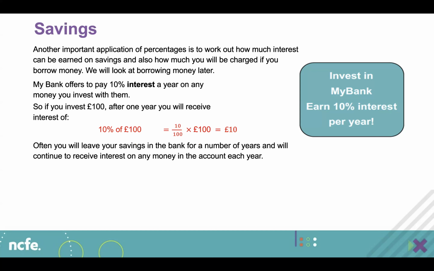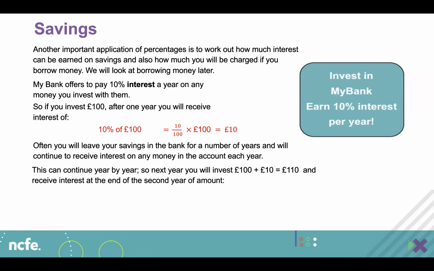Often you leave your savings in the bank for a number of years and will continue to receive interest on any money in the account each year. This can continue year by year. So next year you will invest 100 plus 10, so £110, and receive at the end of the second year an amount of £11 because it's 10% interest. Now you have £121 to invest in the next year.